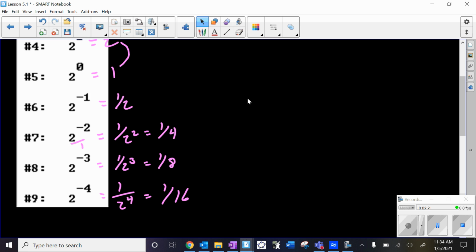Now, if a number does start negative in the denominator, say I have 1 over 3 to the negative second, then it would be the same thing as 3 squared. So really, a negative exponent is just going to flip its location. It's either going to go from the numerator to the denominator or the denominator to the numerator.